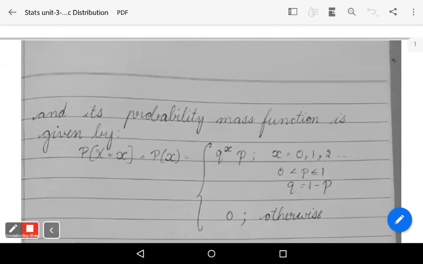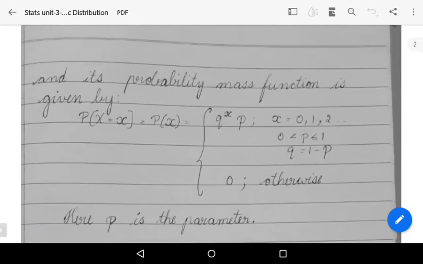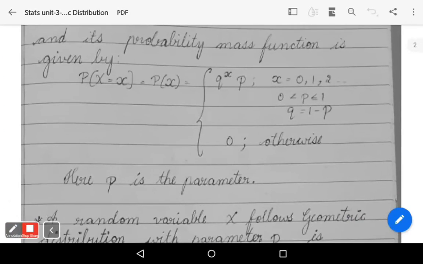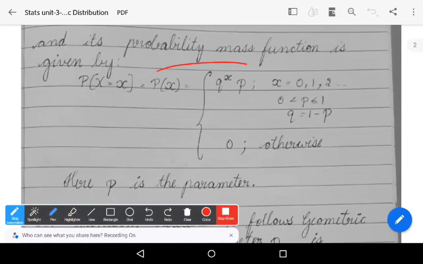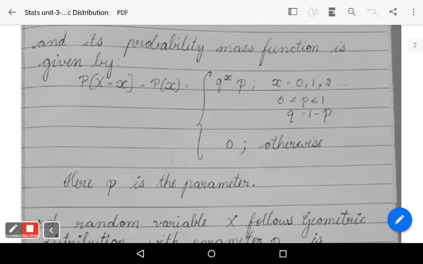Define geometric distribution. It means capital X is a random variable which assumes only non-negative values and whose probability mass function is defined in this way. P of X is equal to Q power X into P, where X varies over 0, 1, 2, 3 and so on up to infinity, and P, Q are related by P plus Q is equal to 1, and P lies between 0 and 1, where P is the parameter. That's it.